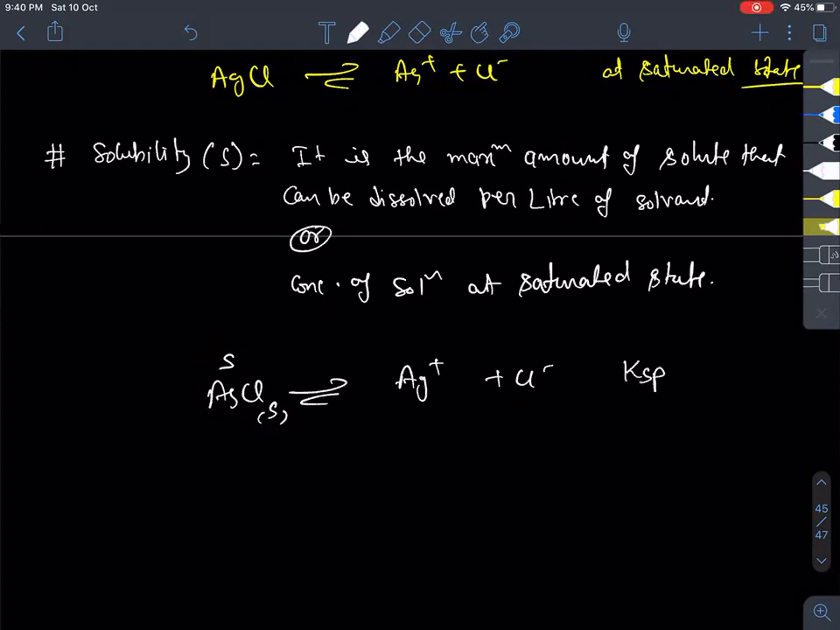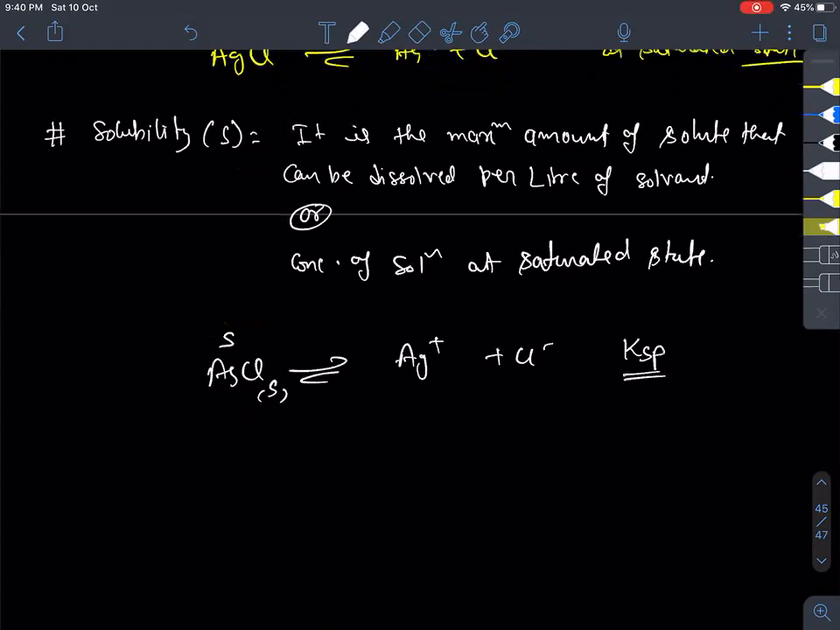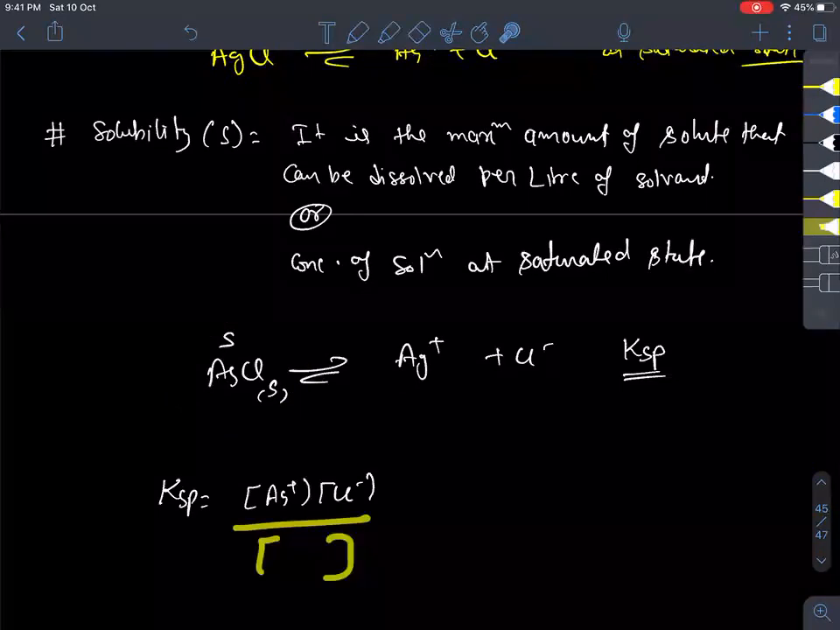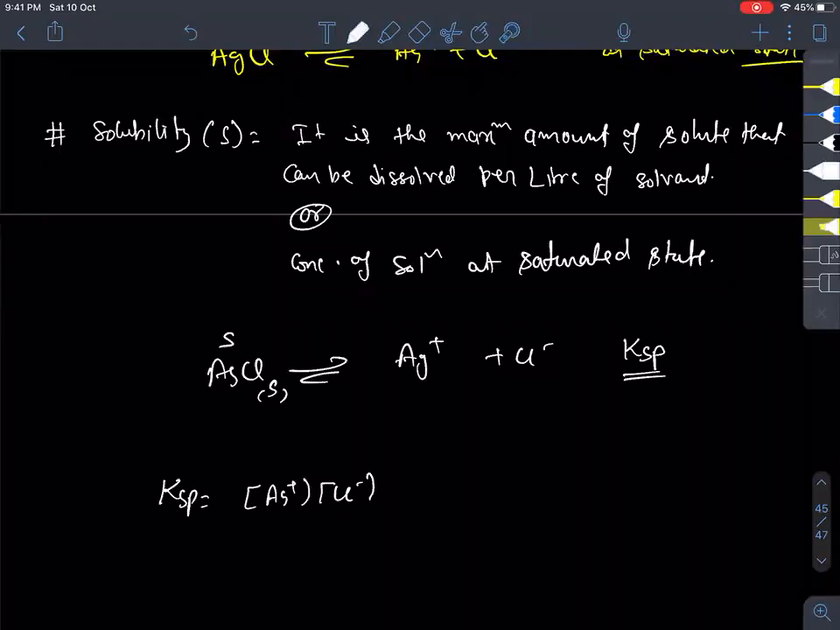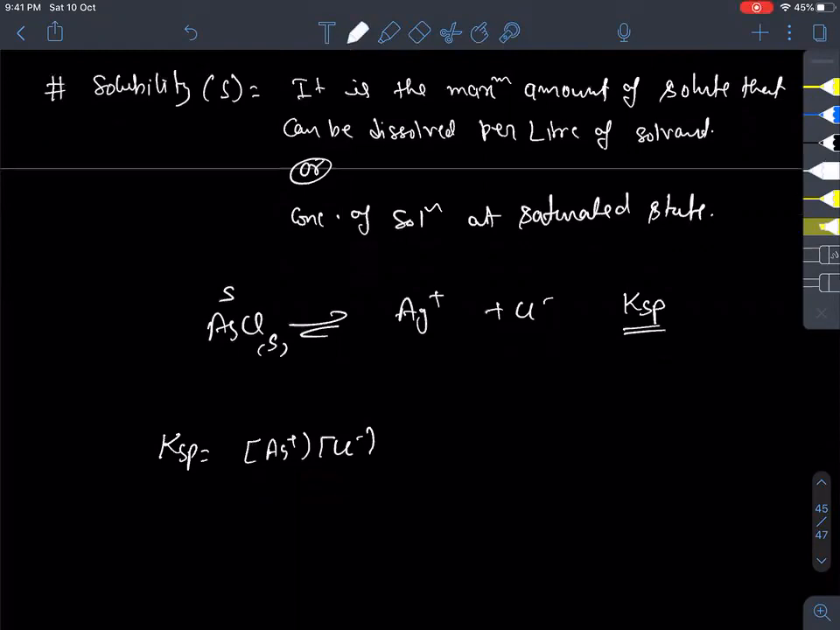So the equilibrium constant for this reaction is known as Ksp. Ksp is again an equilibrium constant. So what is Ksp? Ksp you can write as Ag+ into Cl-. My dear, what is the active mass of AgCl? It will be 1. So simply Ksp is equal to this. Now when it comes to discussion, if S is the solubility, it means that S mole is dissolved here.